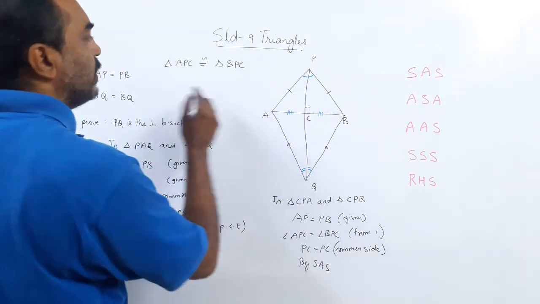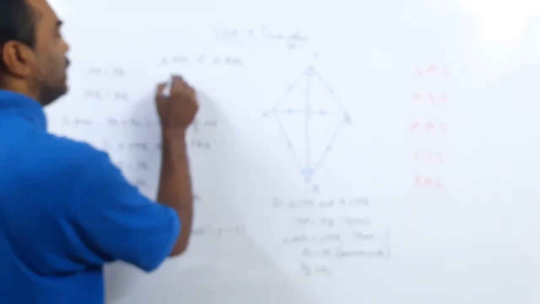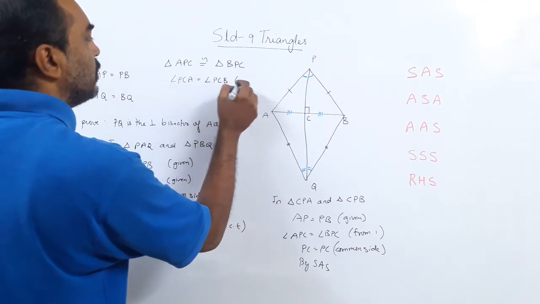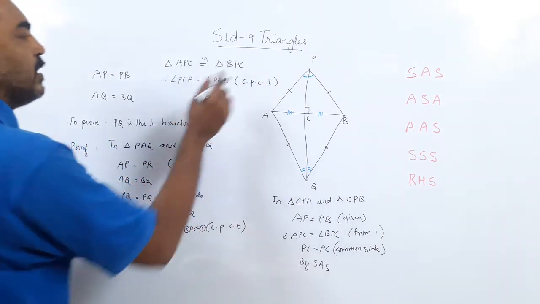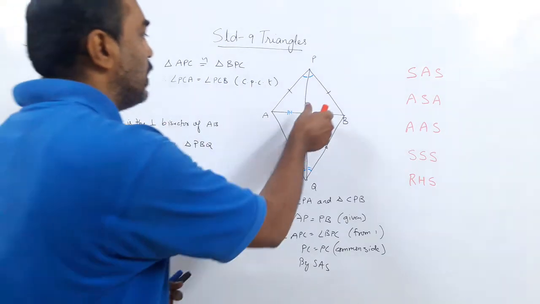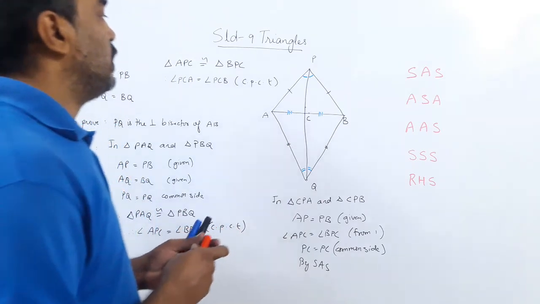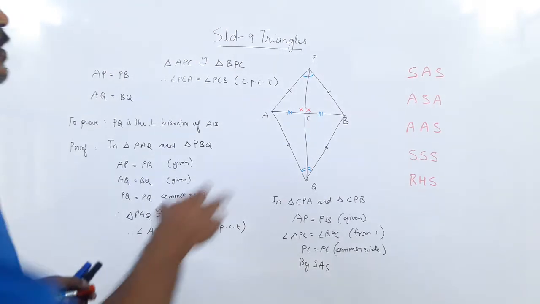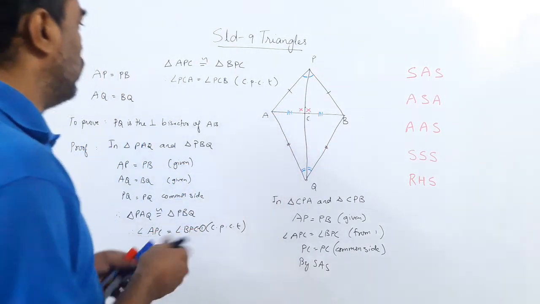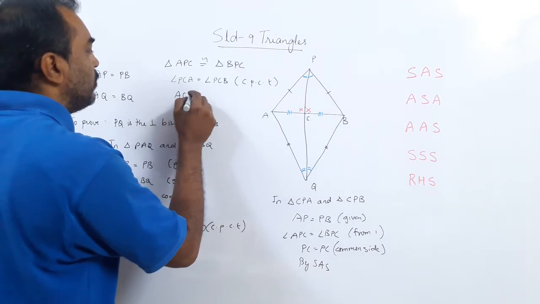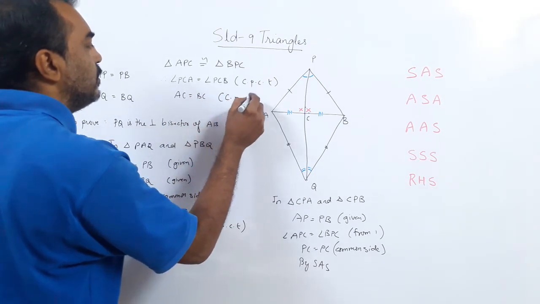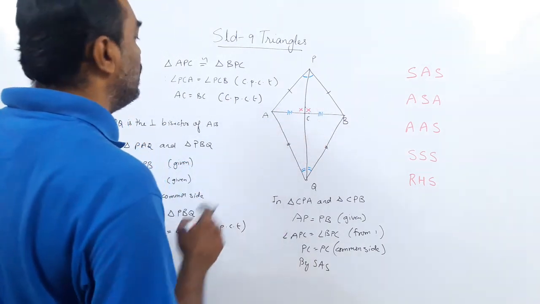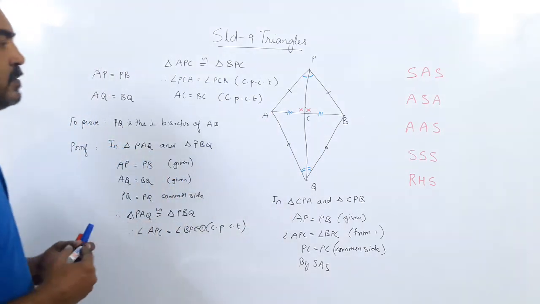Now these two triangles are congruent, therefore angle PCA equals angle PCB by CPCT. Because the triangles are congruent, I will not write here that they are right angles, but these two angles are now equal, and these two triangles are congruent, so AC equals BC. Also, AC equals BC by CPCT. So from this result we have shown AC equals BC, meaning C is the midpoint of AB, or C cuts AB into two equal parts.